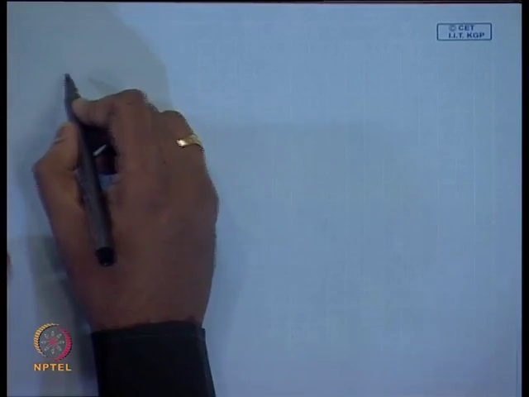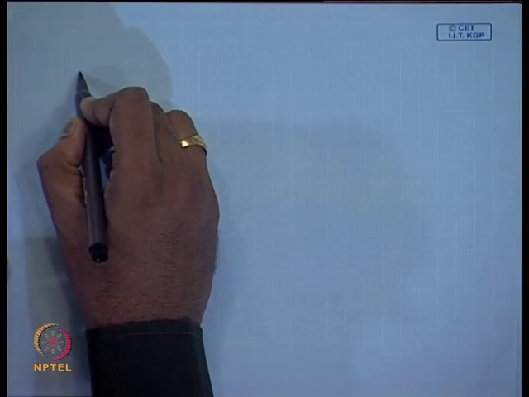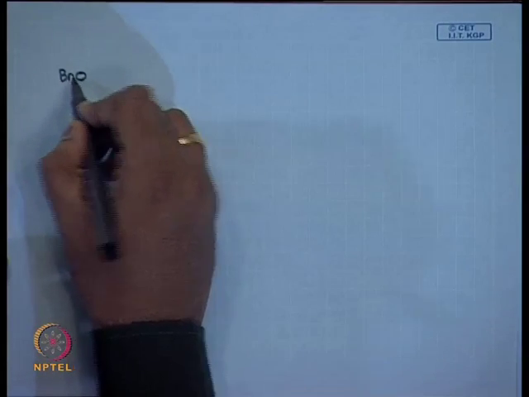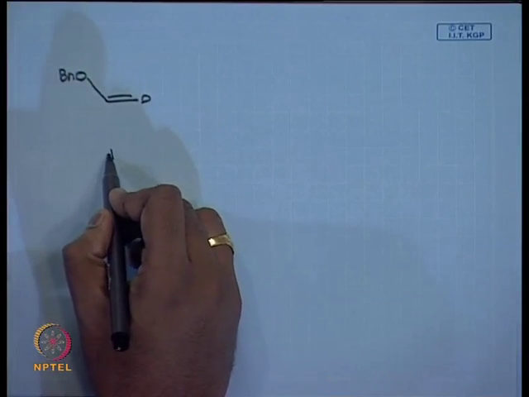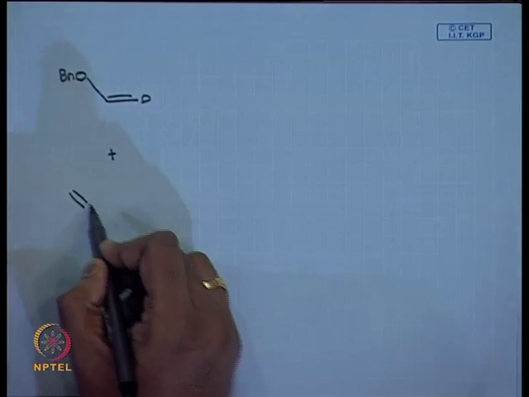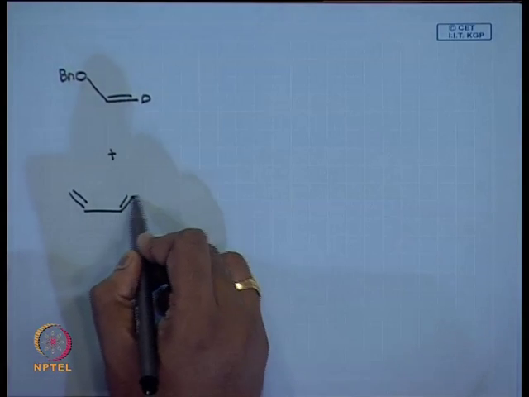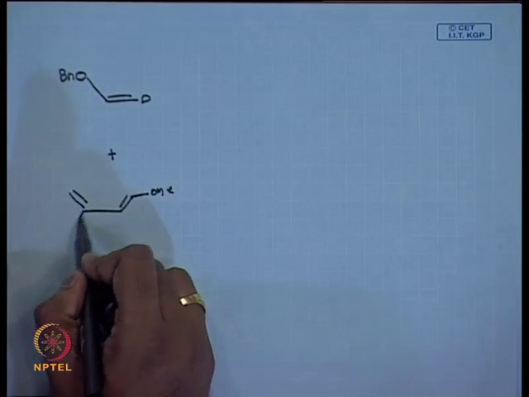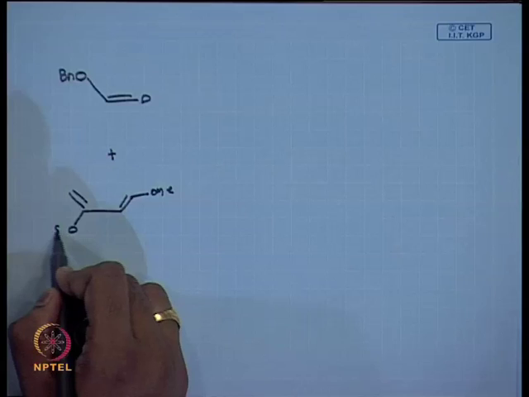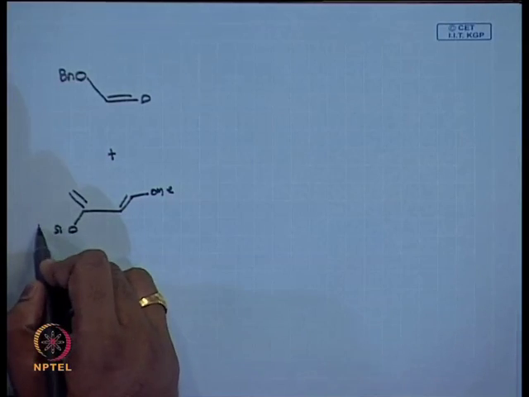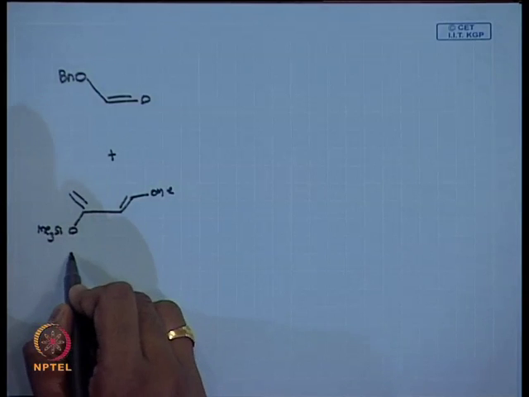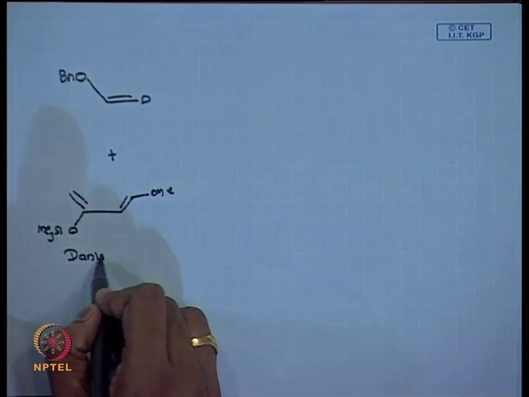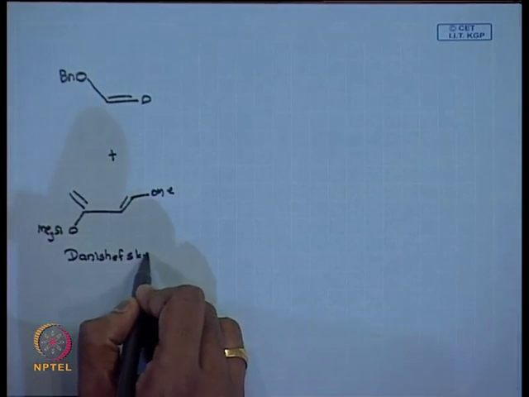right. So, for example, you have a silyl system. This is my dienophile I am talking about. Okay, this diene you have studied, where you have OSiMe3. This type of dienes we have studied. We call this what? Danishefsky diene.